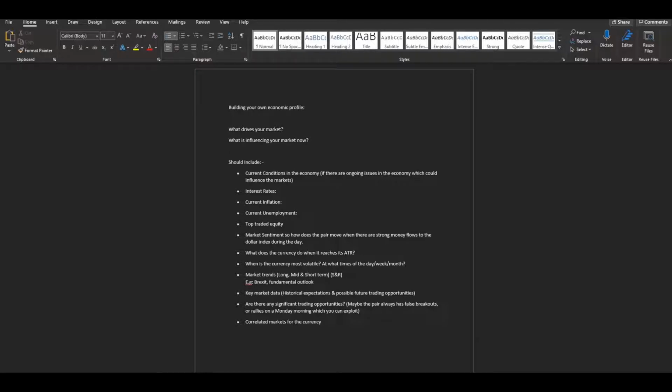So what should this economic profile include? The current conditions in the economy, if there are any ongoing issues in the economy which could influence the market. So as I mentioned before, coronavirus, vaccine, anything specific to the economy itself, any news or any possible developments. So for example, there's a new Nissan factory that has been opened in the south of England somewhere, if I'm correct, which will bring a lot of investors into the country. So I'll definitely be looking forward to when these plans are actually in place fully.